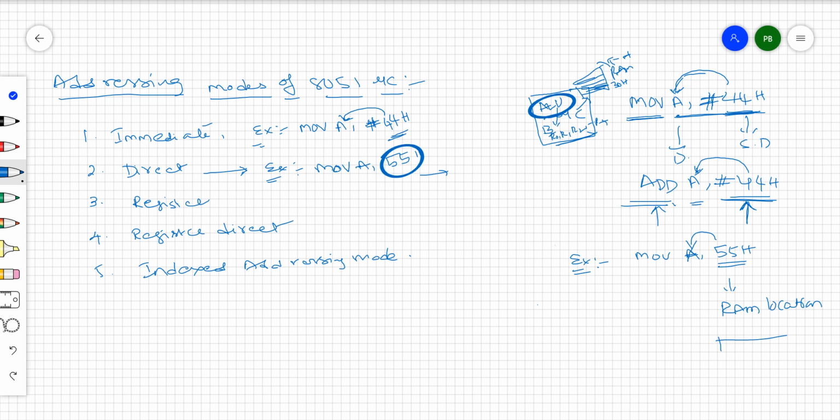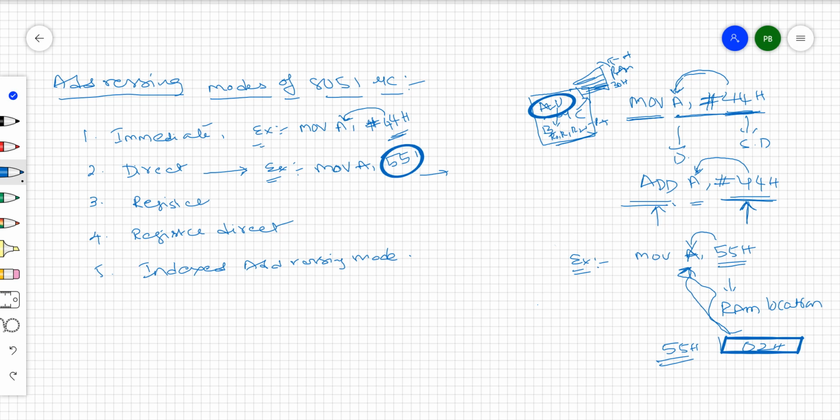Whatever the data present in this RAM location, the 55th RAM location, if for example 02H is there, this 02H will move to the accumulator. See the difference between these two instructions. This is immediate data; the # symbol means 44H only will move to the accumulator, right? Here, in MOV A, 55H, this 55H is not data which is going to move to the accumulator. This is the address of the RAM location, and whatever the data present in this location will move to the accumulator.